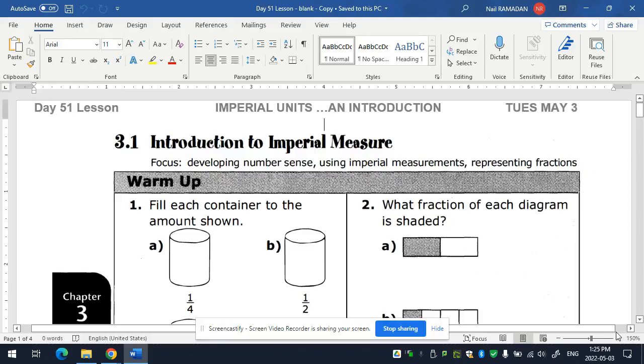So we did metric by itself. Now we're gonna do imperial by itself, and then towards the end we're gonna what? Combine the two. Then we're gonna start converting between metric and imperial. Okay, so let's do the first one. So, warm up real quick.